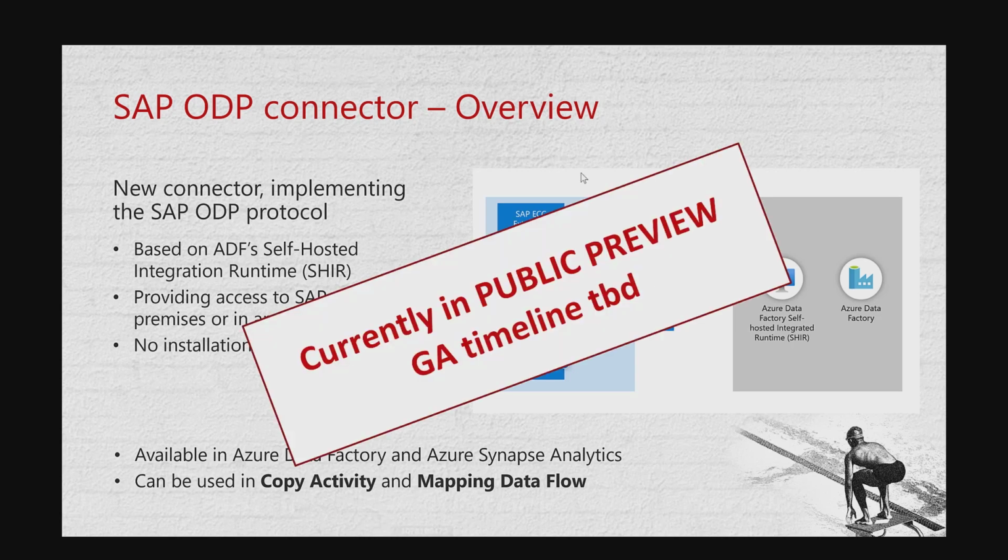Also, very important to mention, where do we stand with this from an availability perspective? The ODP functionality which I'm demonstrating and explaining today is currently in public preview. So it's available in all Azure subscriptions and you can use it. However, it's not yet generally available and we're currently working on a GA timeline and will publish this as soon as possible.